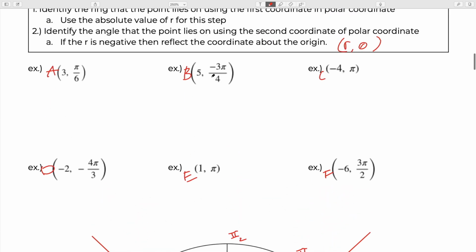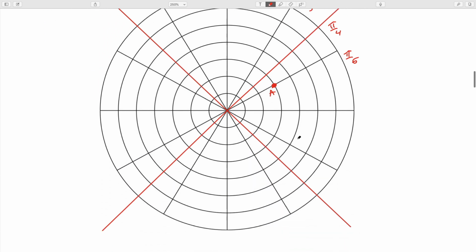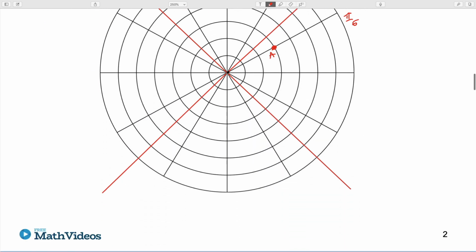All right, then we're going to do 5, negative 3 pi over 4. So in this case, we're going to do ring 5, 1, 2, 3, 4, 5, and then negative 3 pi over 4. Well, again, if this is pi over 4 in the negative direction, right? Remember, negative direction is down here. Counterclockwise is positive. So this would be negative 1/4, negative 2/4, negative 3/4, right? And then we're at ring 5. So 1, 2, 3, 4, 5. B. There you go.